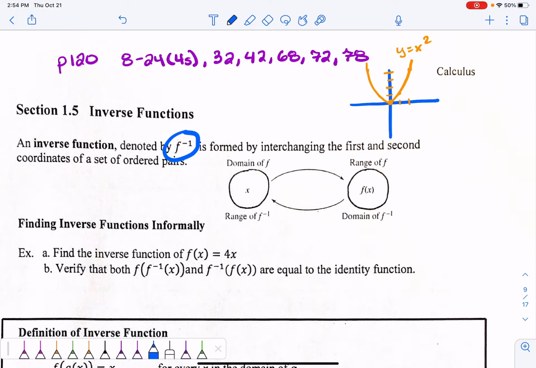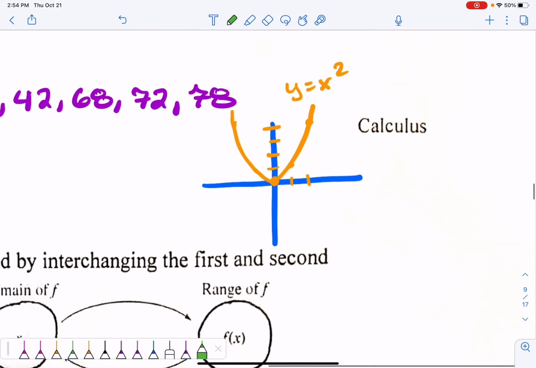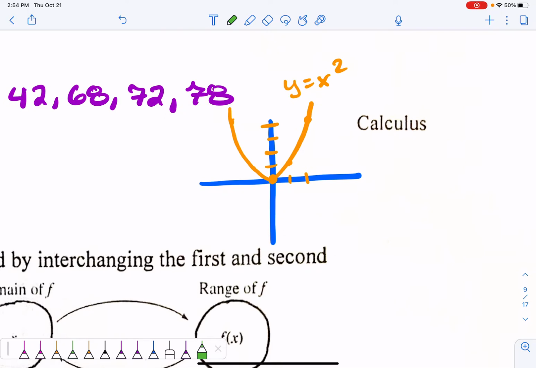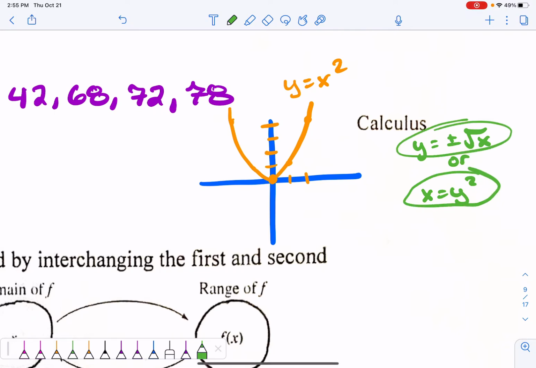But if I take the inverse of that, the inverse of y equals x squared is really x equals plus and minus the square root of, no, wrong. Let's do this. Let's say y equals plus and minus the square root of x, or you can write that as x equals y squared. Those two are meaning exactly the same thing. That's what the inverse function is going to look like. You probably have seen maybe x equals y squared more often than this one. But they're both the same thing.